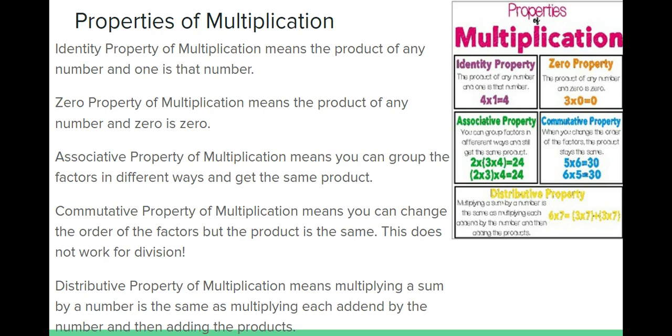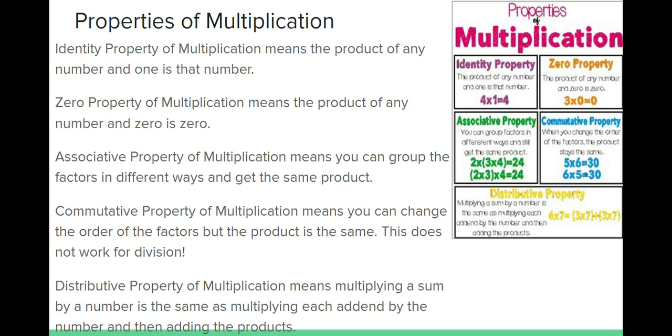The associative property means that you can group factors in a different way and still get the same product. So if I had 2 times 3 times 4, and I have 3 times 4 in parentheses, I can move my parentheses to 2 times 3 and then have times 4 at the end, and I'm still going to get 24 for both of those answers. Just like in the addition problems, we can move those parentheses and still get the same product.